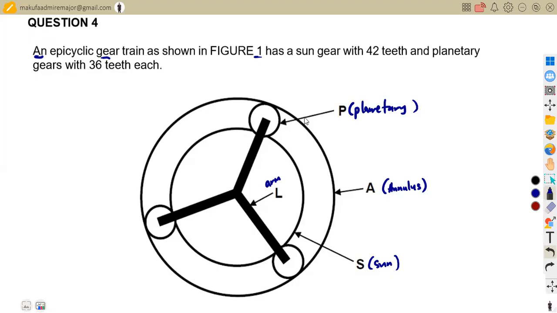So we are given the number of teeth on the sun gear. The sun gear has got 42 teeth, and the planetary has 36 teeth each, all right? Meaning to say, 36, 36. So this is the planetary concept. As you can see, there are 3 of them.